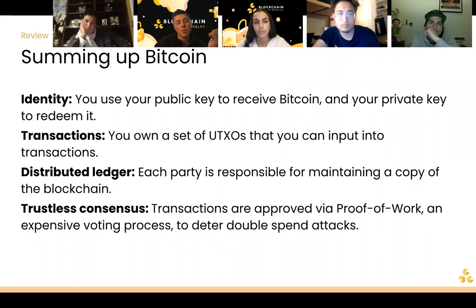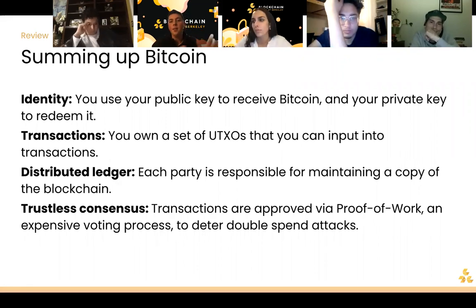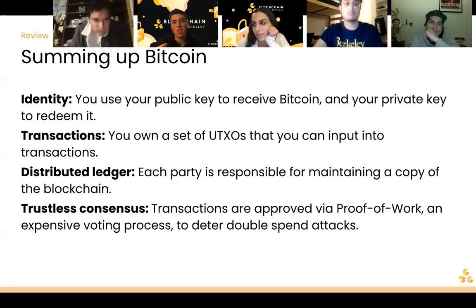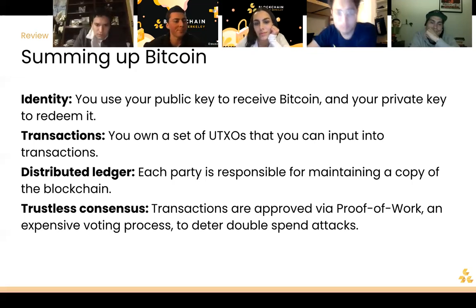And then you have your transactions. You own a set of UTXOs that you can input into transactions. And just like Ava said, you have your own piggy banks or different containers for Bitcoin that you can distribute or keep to yourself.